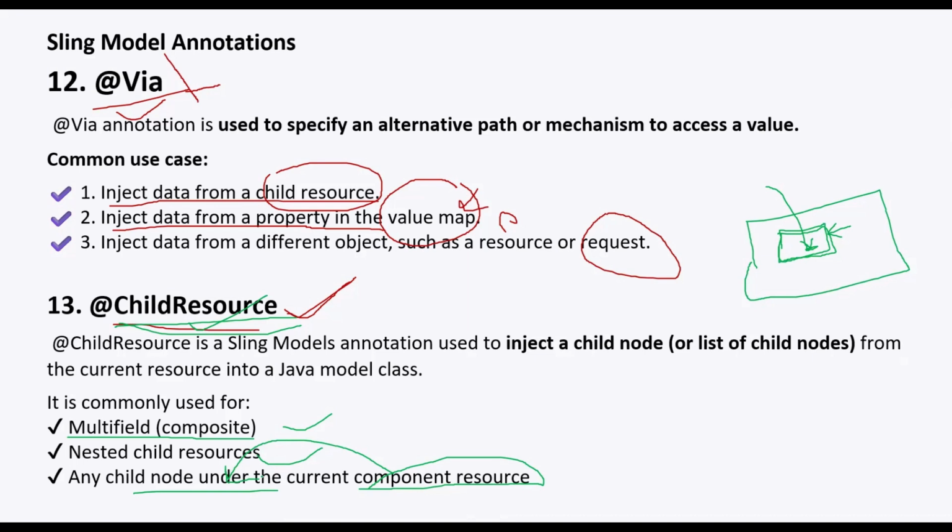Directly we can inject based on the child resource, and we'll be able to get any kind of child nodes. So first, we'll talk about this practically. Then after that, you will be able to understand what I mean to say here. Let me jump to the real use case and talk about that first.